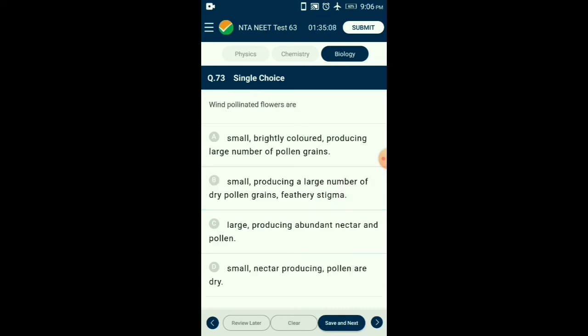Question number 73. Wind pollinated flowers are: Pollination by wind is called anemophily, and such plants in which pollination occurs by wind are called anemophilous plants. Anemophilous plants are characterized by small flowers, pollen present in large number, which are small, dry, and light in weight. Number of ovules generally reduced in ovary, feathery or brushy stigma. Grasses and palms are generally anemophilous. The answer is option B. Small, producing a large number of dry pollen grains, feathery stigma.